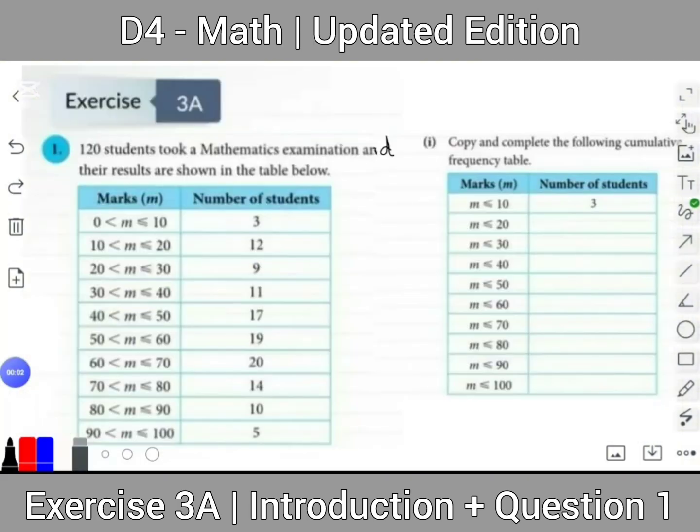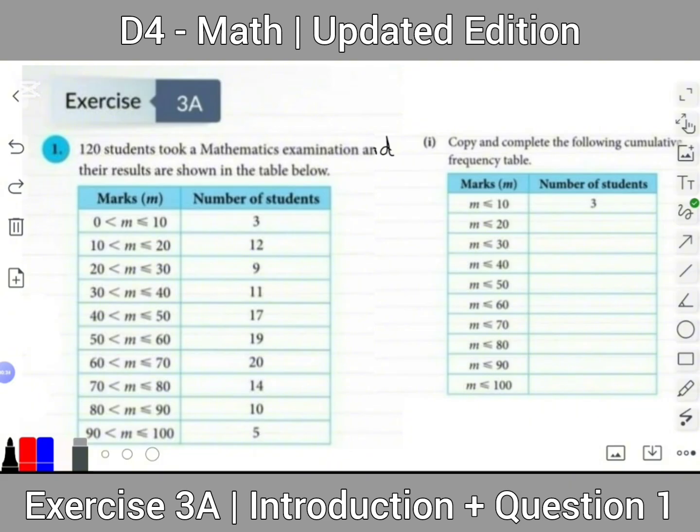Now we will start with Exercise 3A in today's lesson. Question 1 says that 120 students took a mathematics examination and their results are shown in the table below. So, on the left hand side, the marks are given in the form of class intervals, and the number of students showing the frequencies are given on the right hand side.